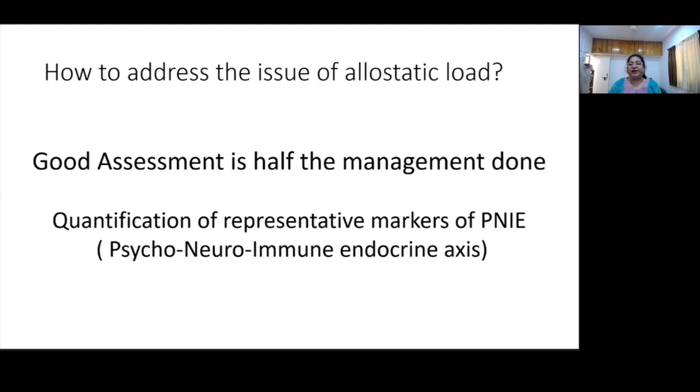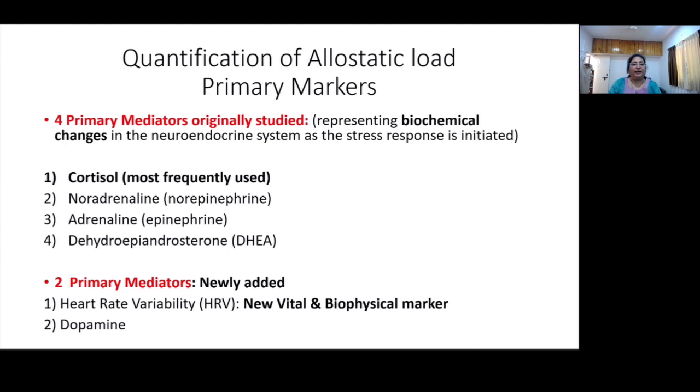Basically, allostatic load measurement is based on the quantification of representative markers from this psychoneuroimmune endocrine axis. So what are these markers? There are 4 primary mediators which were originally studied when this concept of allostatic load came in the 70s. Initially the markers were all biochemical markers, and they represent the PNIE axis. The most important and most frequently studied is cortisol. Then noradrenaline, adrenaline, and DHEA.